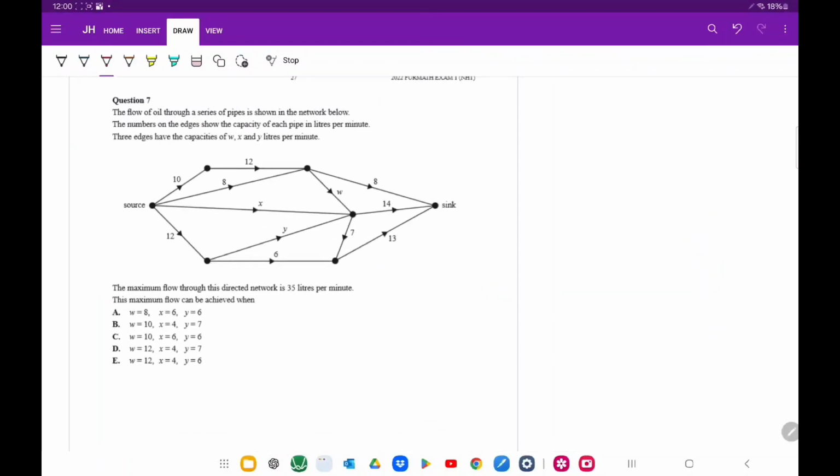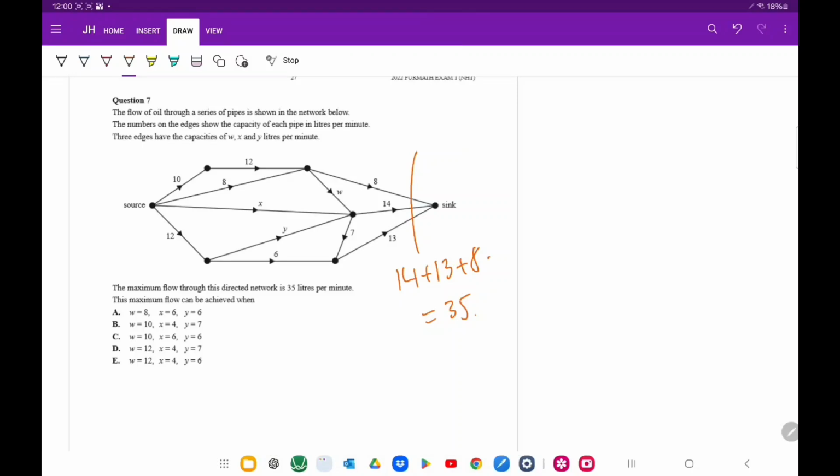Maximum flow in this network is 35 litres per minute. So thankfully, if we look at this cut, we get 14 plus 13 plus 8, and we get a total of 35. So this is the maximum flow, which is the minimum cut in this case, which means that any other cut that we do in this particular path has to be less than 35.